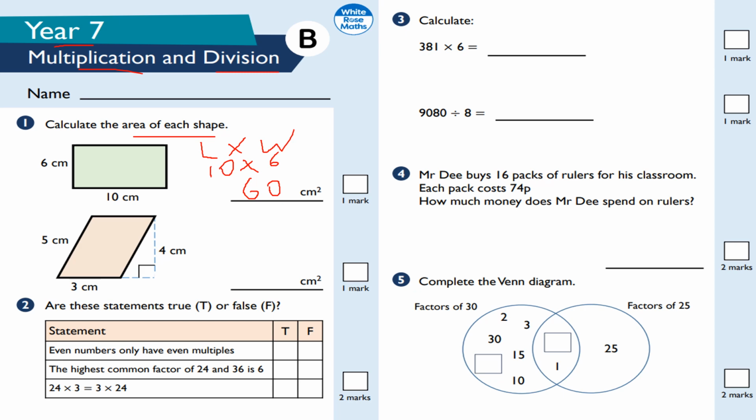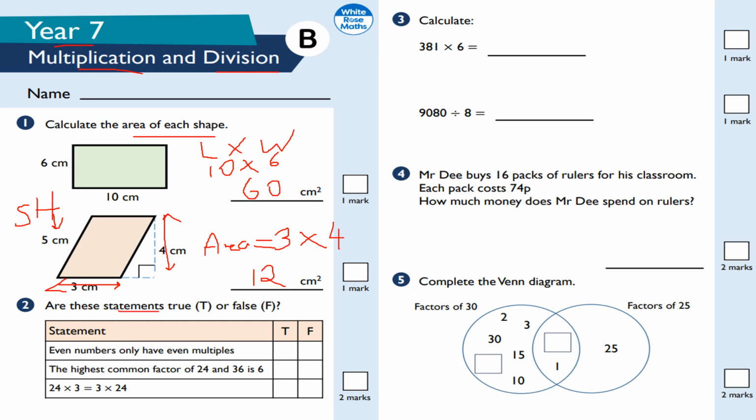The second part, this is what I call a parallelogram, or a rhombus. So the area of this is the base, the bit at the bottom, times the perpendicular height, and the perpendicular height here is 4. It's not equal to 5. That's what I call the slanted height, SH for slanted height. So the area is 3 times 4, which is 12 centimeters squared.